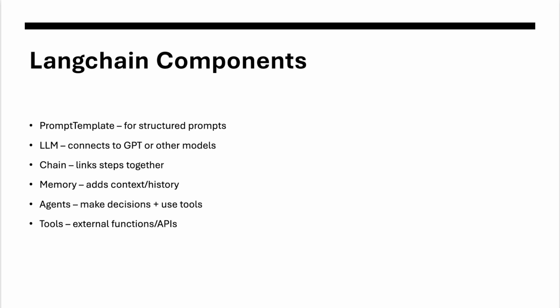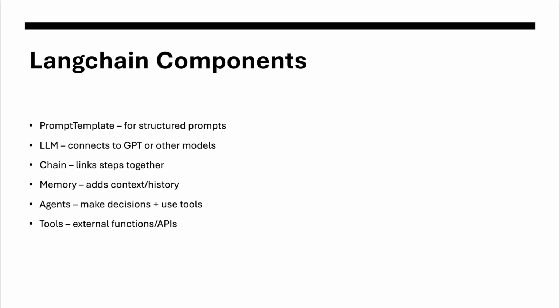The next component is the agents. Agents are nothing but smart decision makers. So instead of having a fixed flow, we can have agents decide what to do next based on the input. Consider the example: what's the weather in Paris, and convert to Fahrenheit. The agent can call a weather API or maybe use a calculator tool and then give the final answer. So agents are nothing but like a router that selects the best action based on the given input.